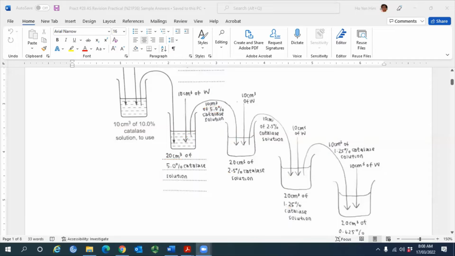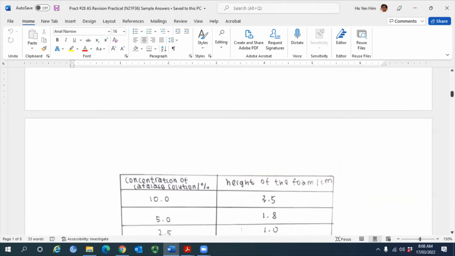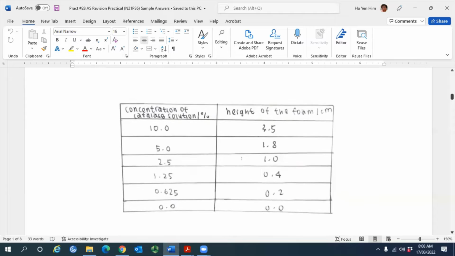So next is the table, where there's a timing. The timing you only need to write 3 minutes, because none of the foam reaches the top in 3 minutes, so you only record 3 minutes for all. After that, you're supposed to read the height of the foam. So when you read the height of the foam, you're using a ruler. Every time you use a ruler, your unit must be in mm, unless stated otherwise. Just like every time you use the stopwatch, right? You write your reading in seconds, unless stated otherwise.